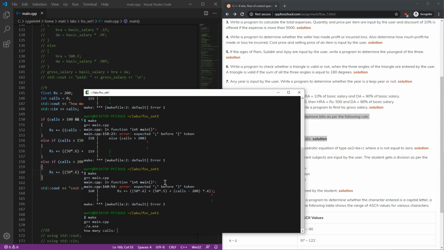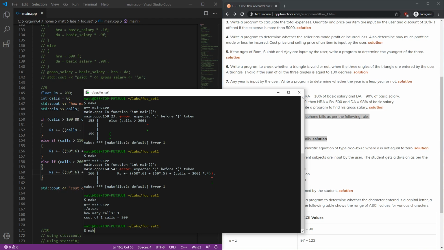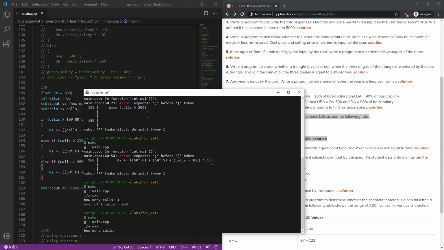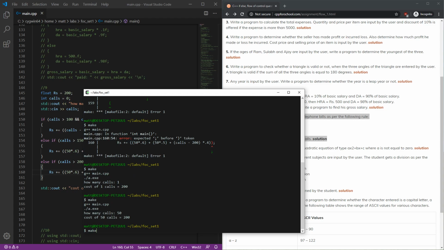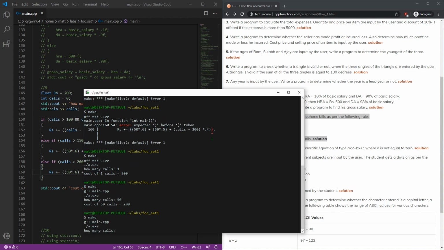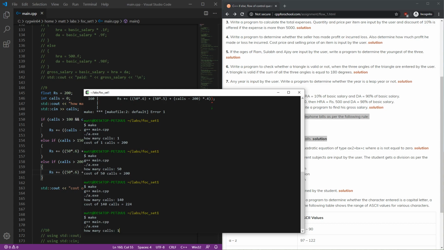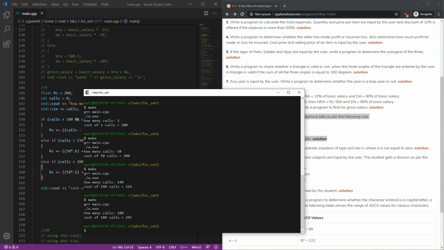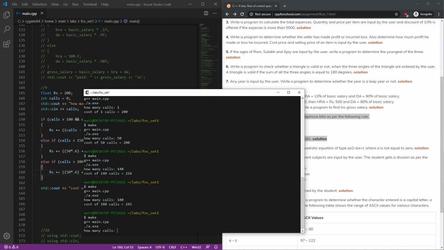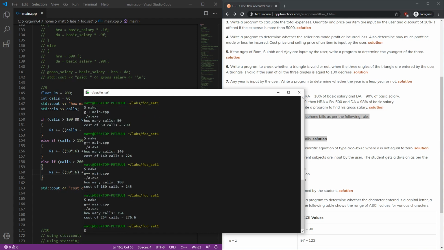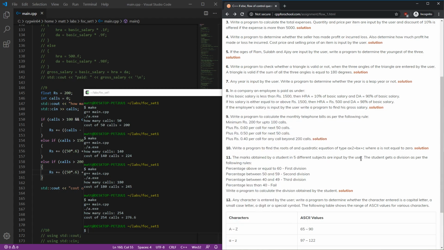How many calls? Let's say one call, we got to bill 200. Sounds good. 50 calls, still got to bill 200. How many calls? Let's do 140. 224 bucks. All right. Let's do 180. 245. Let's do 252 or 54. And there's the new bill. Okay, so that seems right. I'm pretty sure that's right. There we go. There's the answer to question 9.